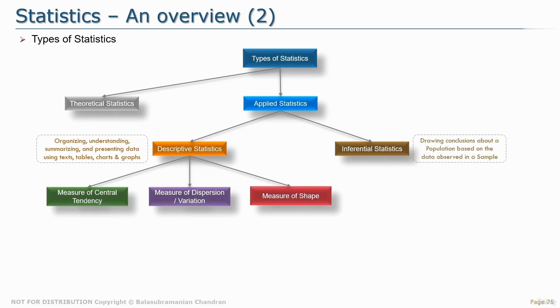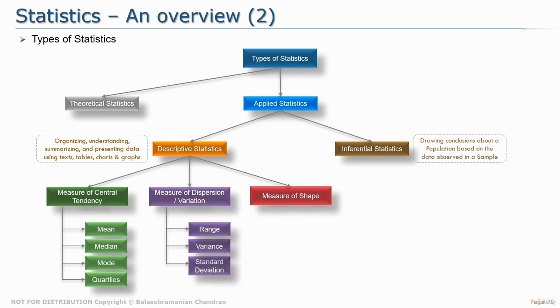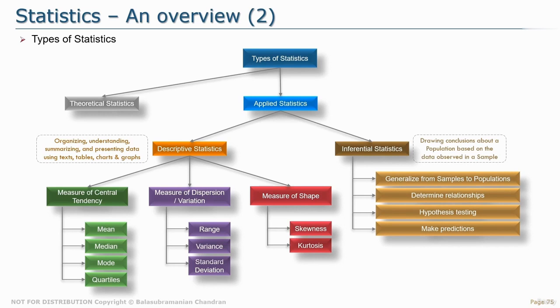Descriptive statistics is used to measure the central tendency in the dataset, measure the dispersion or the variation in the dataset, and measure the shape of the dataset. Mean, median, mode, and quartiles are used to measure the central tendency. Range, variance, and standard deviation are used to measure the dispersion. Skewness and kurtosis are used to measure the shape. Inferential statistics is used to generalize from samples to populations, determine relationships, hypothesis testing, and make predictions.